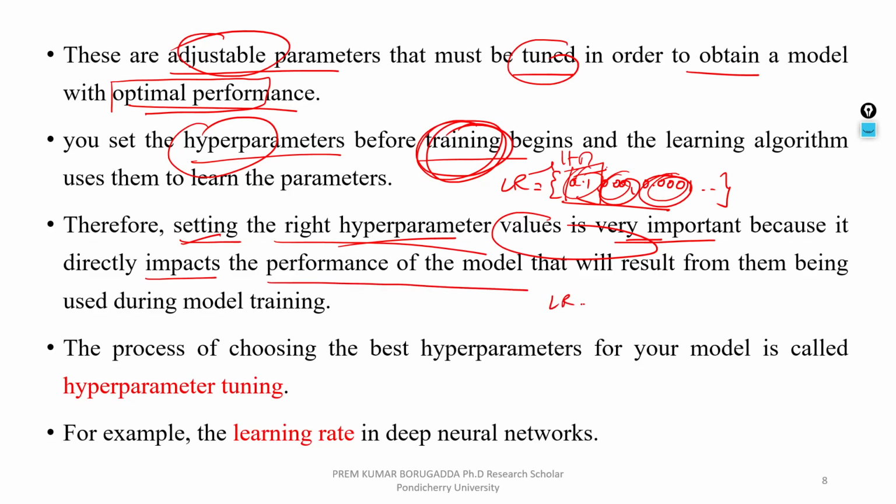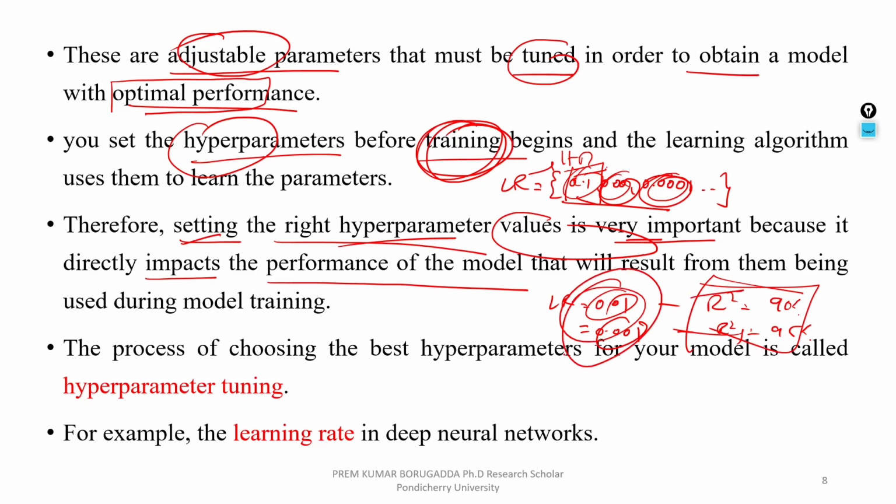For example, if you take a learning rate of 0.01, the R square value may be 90%. If you take 0.001, the R square may be 95%. Nobody knows which learning rate gives the best result. That's why the performance of the model depends upon the best hyperparameter value. The process of choosing the best hyperparameter is called hyperparameter tuning. For example, the learning rate in a deep neural network.